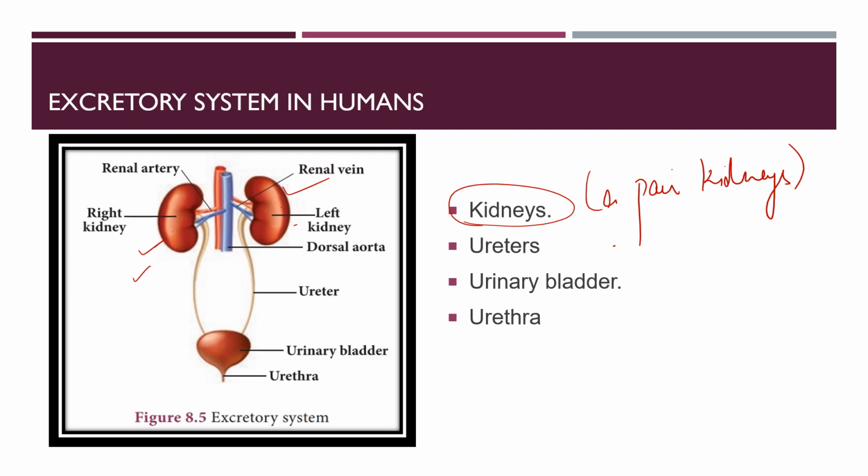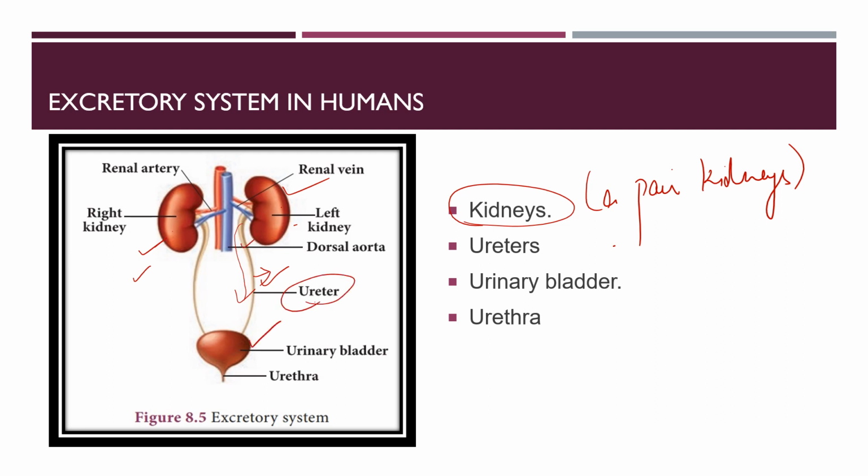Now next comes the ureter. What is the ureter? It is a tube like structure which runs from the inner side of each kidney up to the urinary bladder. This is called the ureter, right? What are these ureters doing? They are carrying urine from the kidneys to the bladder.